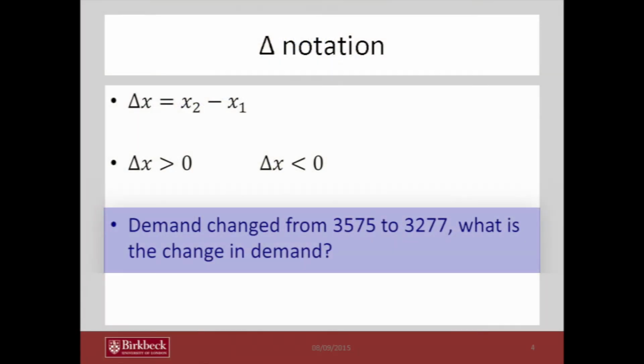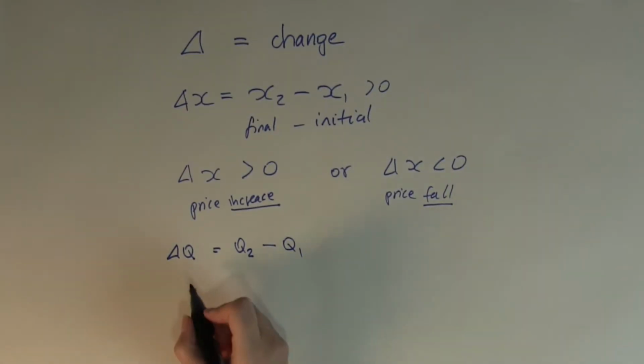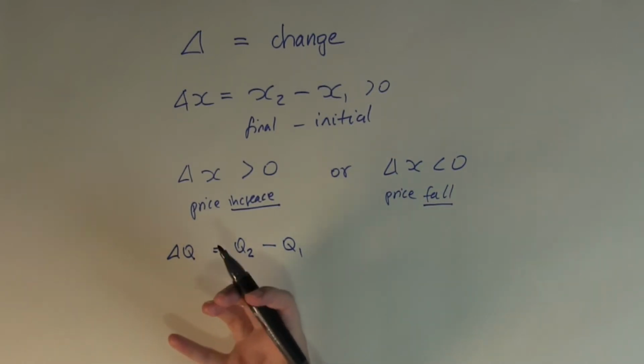So let's look at an example. Demand changed from 3,575 to 3,277. So what is the change in demand? I want to calculate the change in demand. Demand is Q in economics. So I need to calculate the final demand minus the initial demand. Now looking at that sentence, change from, to tells me which is the initial and which is the final.